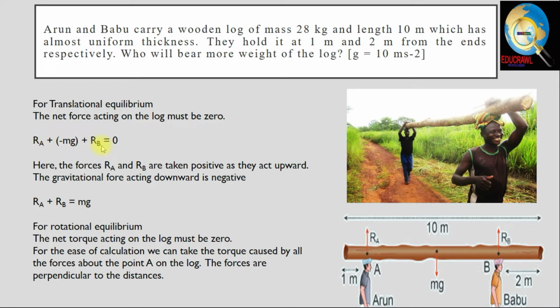RA and RB are positive. mg is negative since it is acting in the downward direction. Hence, you take this minus mg to the other side. You have RA plus RB is equal to mg. This is the equation for translational equilibrium. For rotational equilibrium, we know the condition as torque is equal to 0.